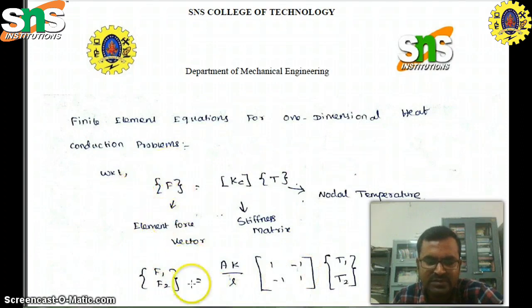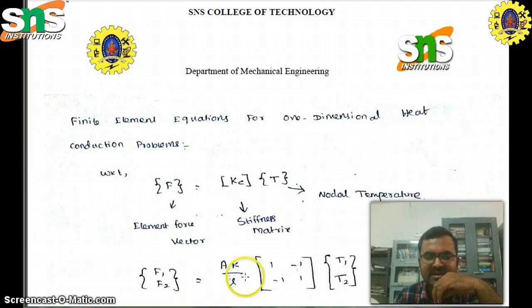The element force vector is denoted as F1 and F2, and K is equal to AK divided by L. In our previous one dimensional problem, we used AE divided by L, where E is the Young's modulus of the given material. Here, since this is a temperature problem, we use the thermal conductivity K instead of Young's modulus. A is the area of the element, K is the thermal conductivity of the material, and L is the total length of the bar, with the matrix 1 minus 1, minus 1 1. Instead of the displacement function, here we use the nodal temperature matrix, T1 and T2.